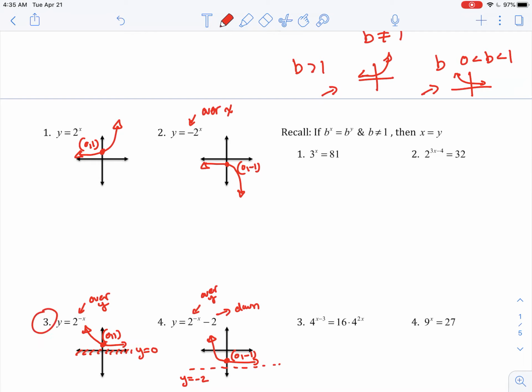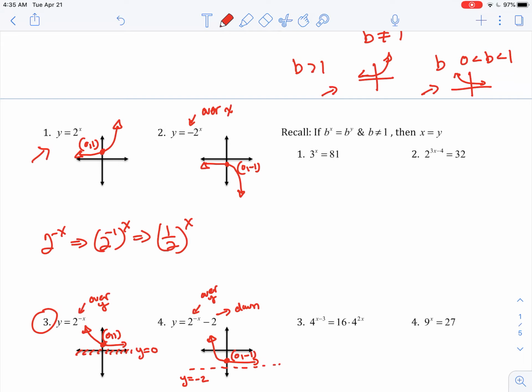And if you look at number 3 over here, number 3 is where our base technically is between 0 and 1, because 2 to the negative x is the same thing as 2 to the -1 to the x, which would be our 1/2 to the x. So anytime your base is between 0 and 1, your graph is actually decreasing from left to right, versus your base larger than 1, your graph is increasing from left to right.